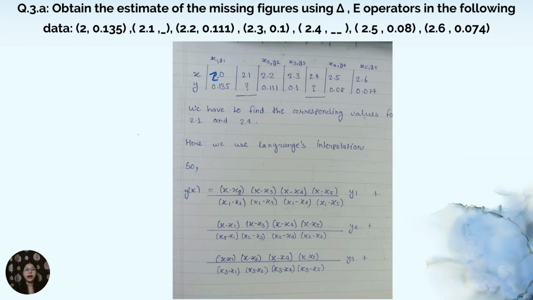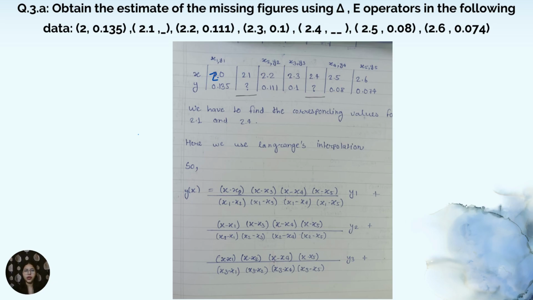Question number 3, Part A. Obtain the estimate of the missing figures using delta and E operators in the following data, which is 2, 0.135, 2.1, space, 2.2, 0.111, and 2.3, 0.1, and 2.4, space, 2.5, 0.008, and 2.6, 0.007. Here we have 5 values and their corresponding data are given x1, y1, x2, y2 till x5 and y5, and we have to find out the data corresponding to the values 2.1 and 2.4.